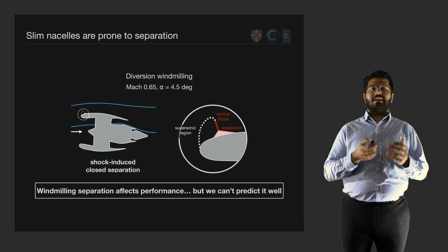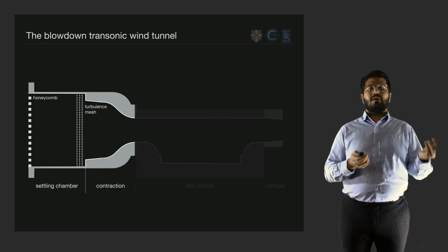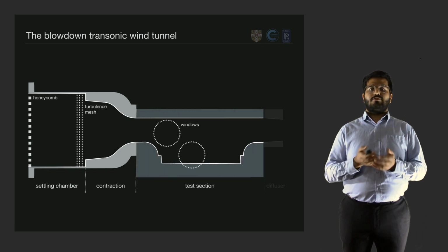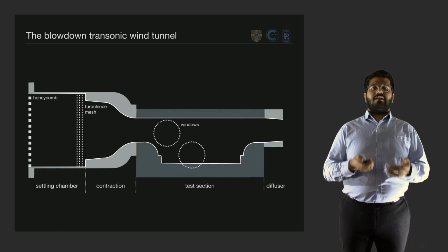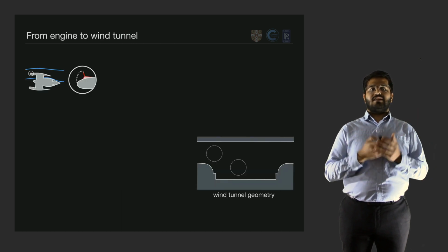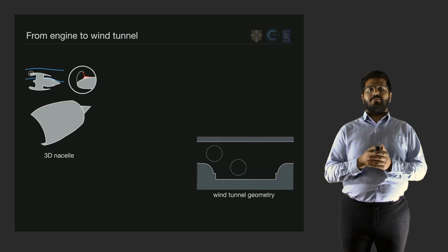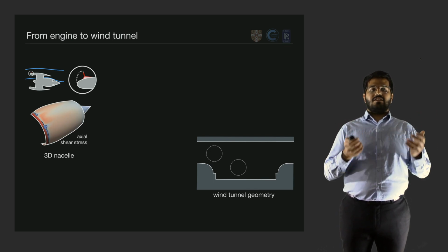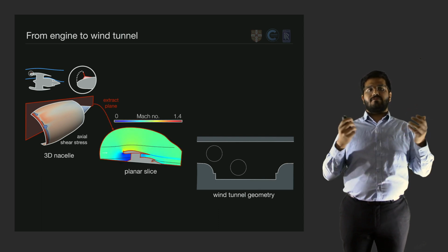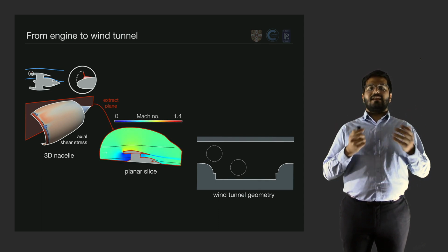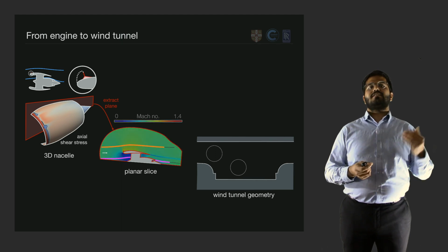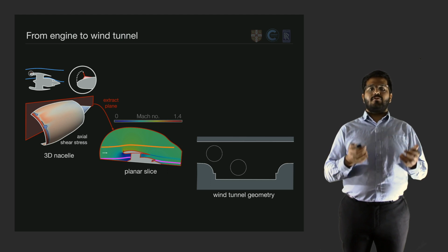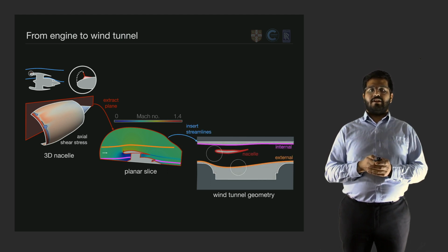In order to do this, we make use of a blowdown transonic wind tunnel, where the flow comes in from a settling chamber and contraction, through a test section and out through the diffuser. So in order to determine what we put in the test section to replicate diversion windmilling, we start off with 3D computations of a full-scale nacelle under diversion windmilling. And we look at what the 2D flow field in a plane that we extract from these 3D computations looks like. In particular, we consider two streamlines, one internal to the engine and one external to the nacelle, and these then form the basis of the geometry of our wind tunnel rig.